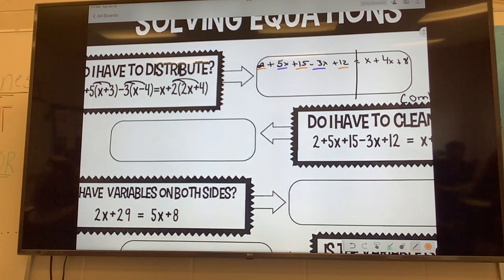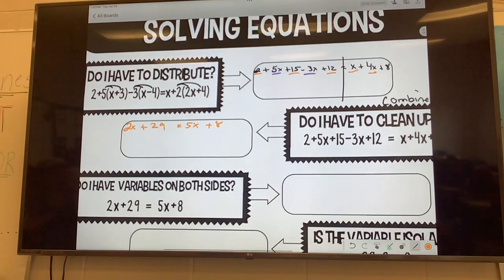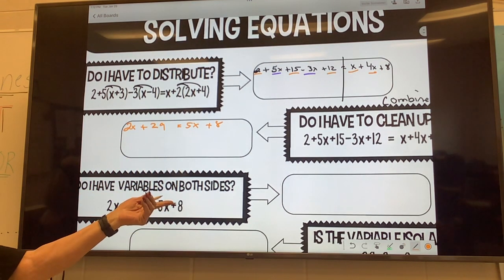So I'm going to put my 5x minus 3x is 2x. And then my 2 plus 15 is 17 plus 12. Looks like it's 29. Equals, on the other side we have an x and a 4x, that's 5x, plus 8. So now we have combined our like terms. Now it says, does it have variables on both sides? Because if it does, we're going to have to get them all on one side.